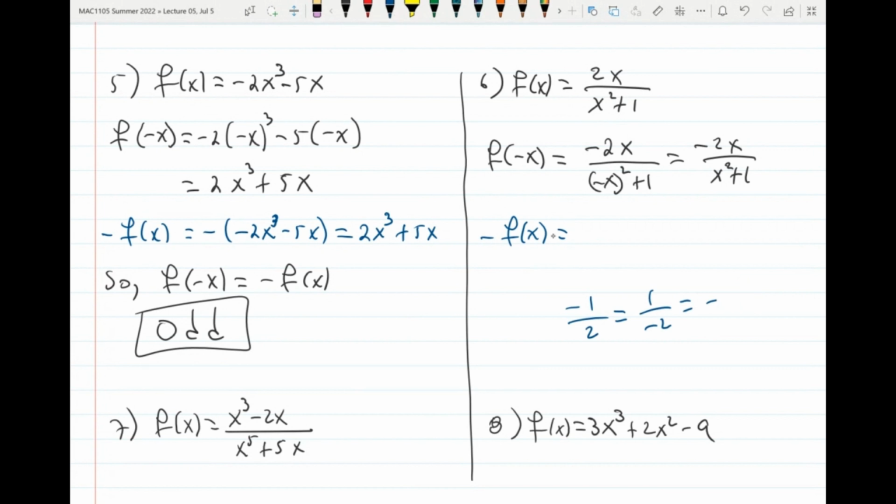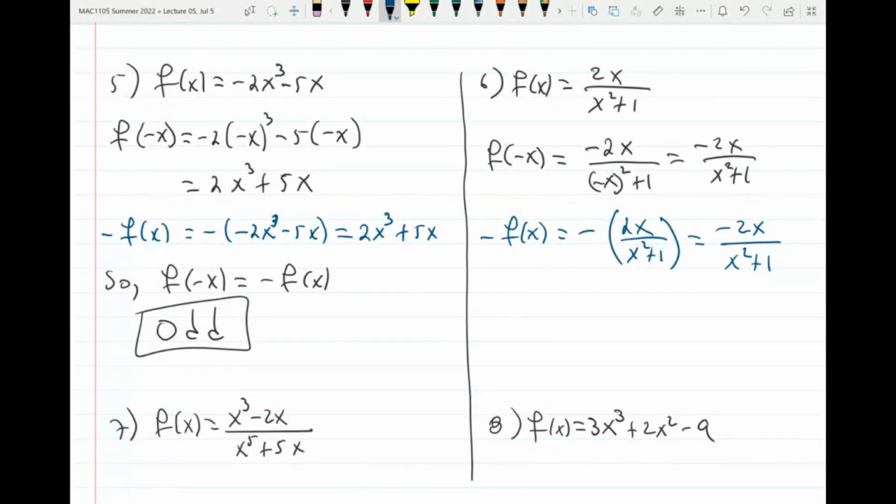But if you don't see that, that's okay. Just compute minus f of x. Why? Well, because we already know it's not even, so we're trying to figure out if it's odd. So to be odd, you need to compare these two quantities and see whether they are equal or not. So that's -1 times 2x/(x² plus 1), and as you know, you can think of that as -1/1, and then top with top, bottom with bottom. And then you see that they match, right? So they are the same. So it's odd.